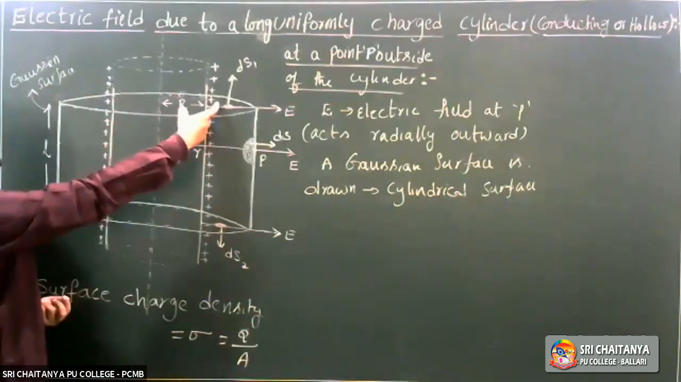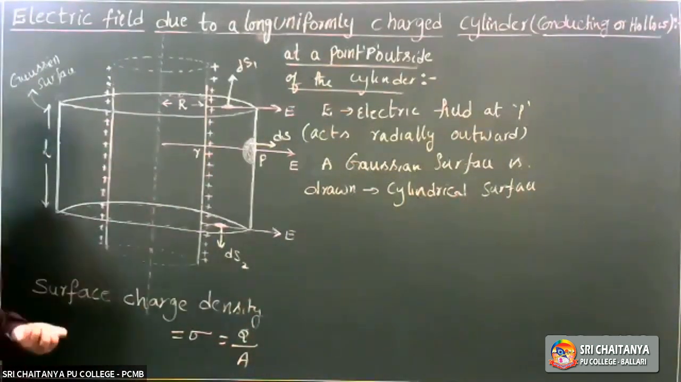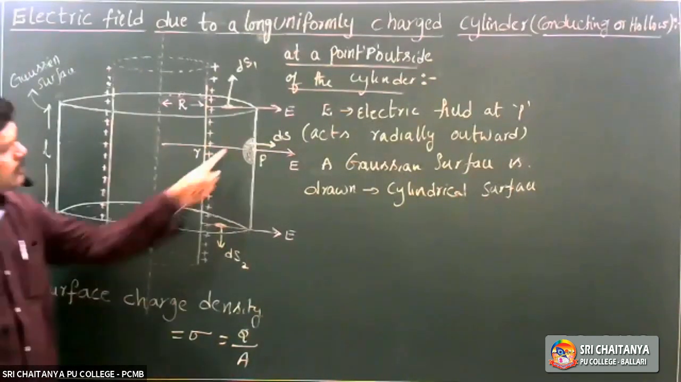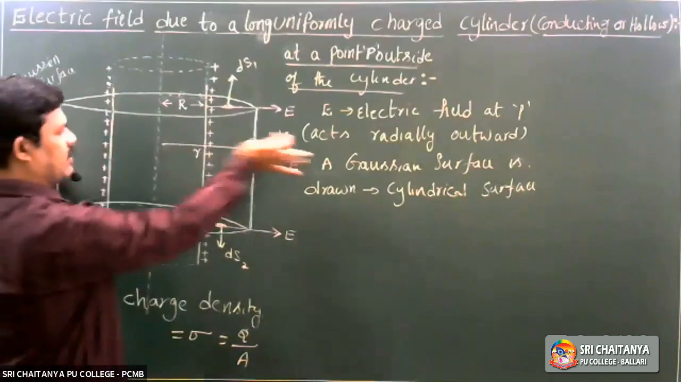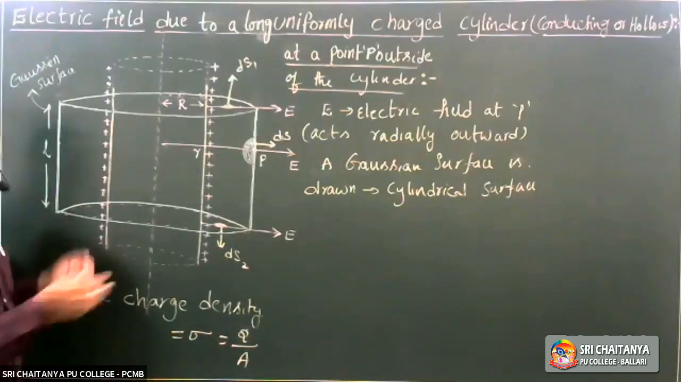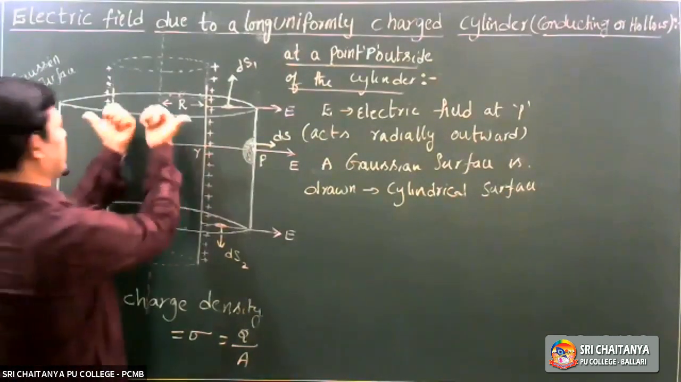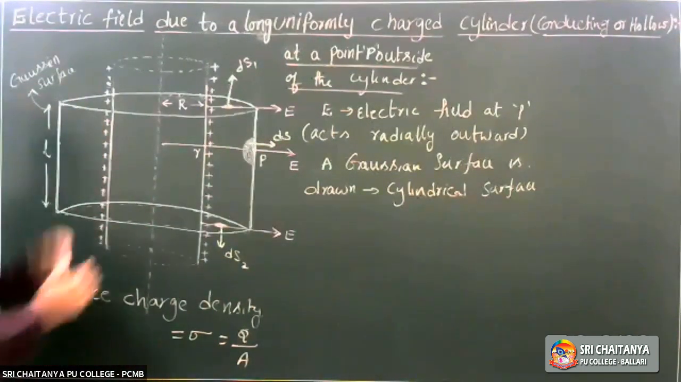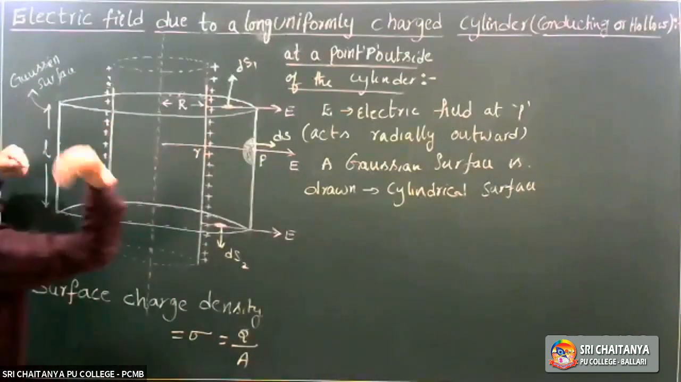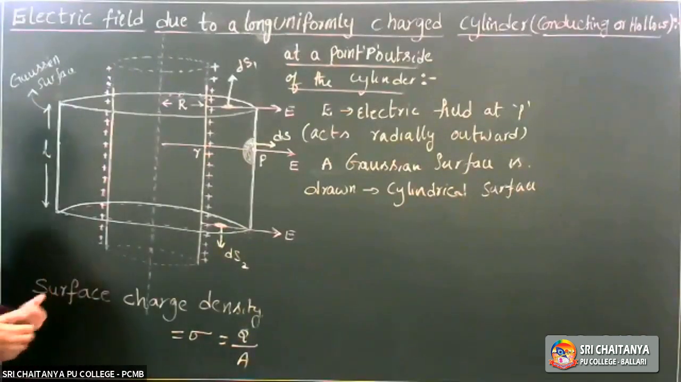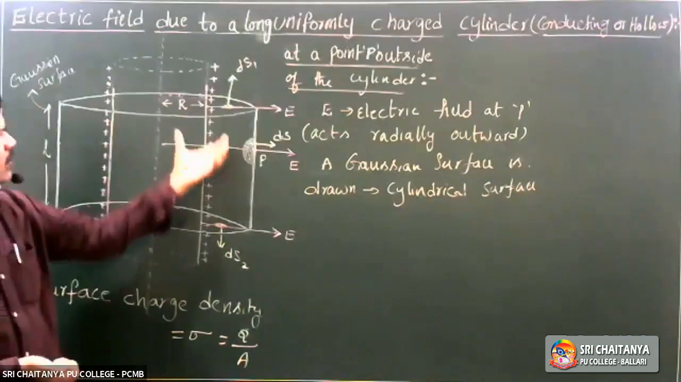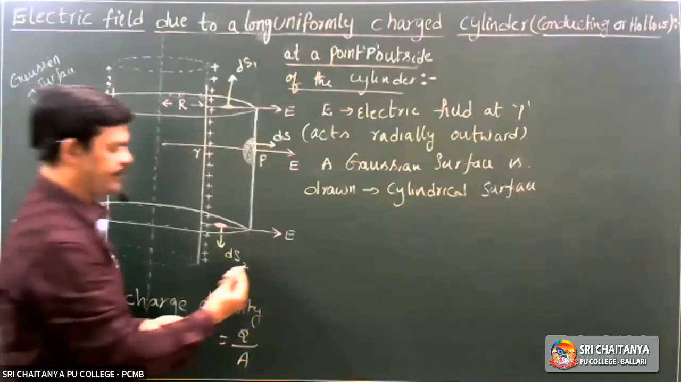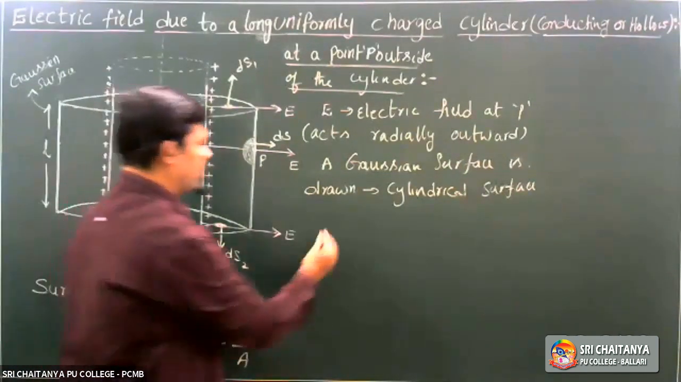So for this flat surface, flux is 0. So there is a flux through this curved surface. So how do the electric field lines come out? Through this curved surface in all directions, in this direction, in this direction, in this direction. Field lines come out from the curved surface, right? So then what is the flux?